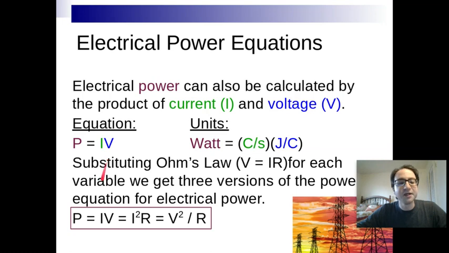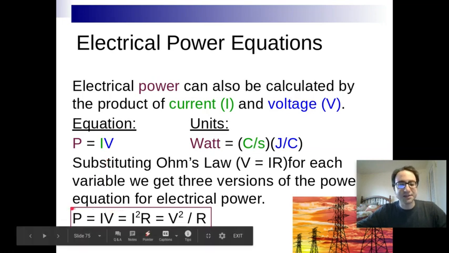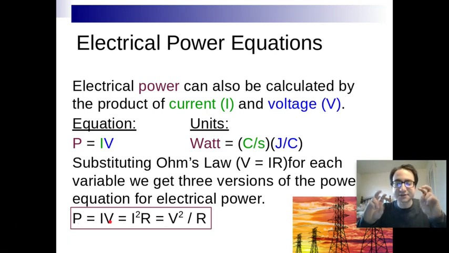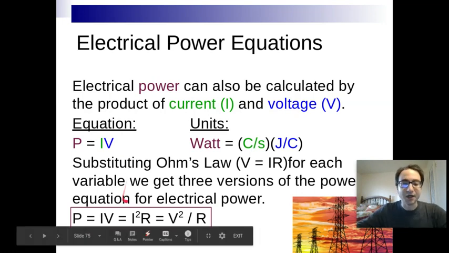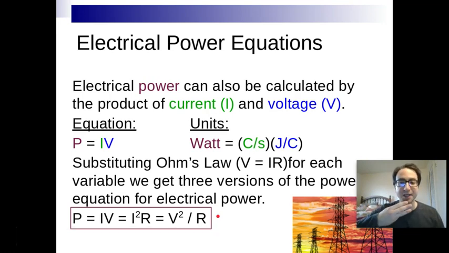So all I'm saying is P equals IV is the easiest version of the power equation, but there are two others by mixing around Ohm's law. I squared R is another way to calculate power. V squared over R is yet a third way to calculate power. And this is great that we have three versions of the equation because all we need is two out of our three main circuit measurements in order to calculate power. Any two you have, one of the equations will do the job.